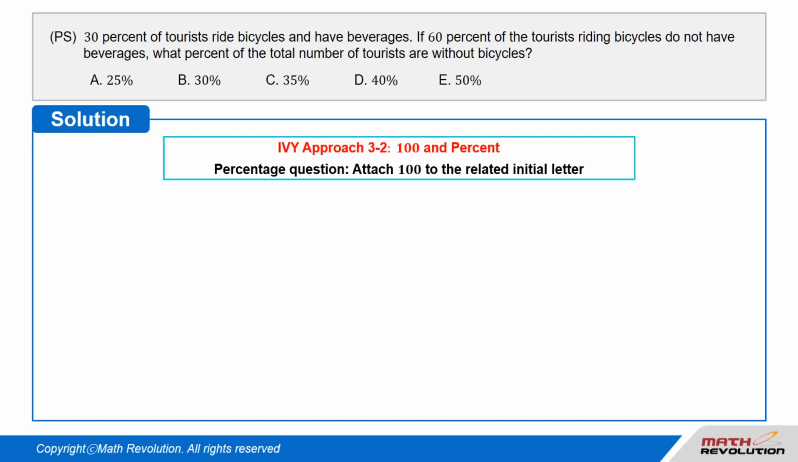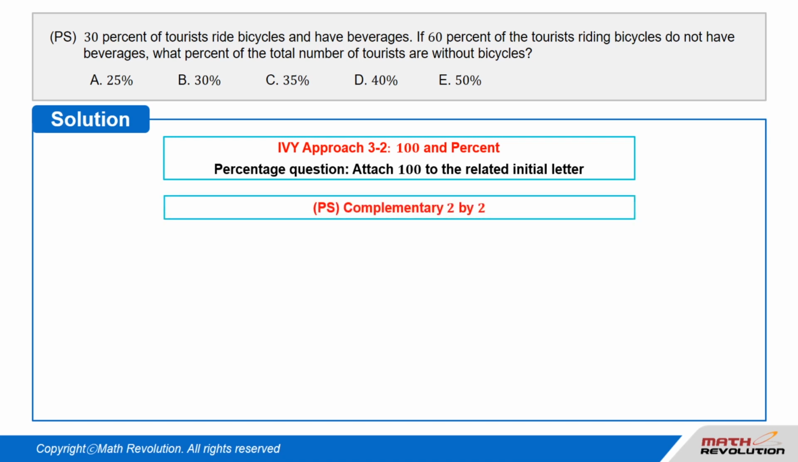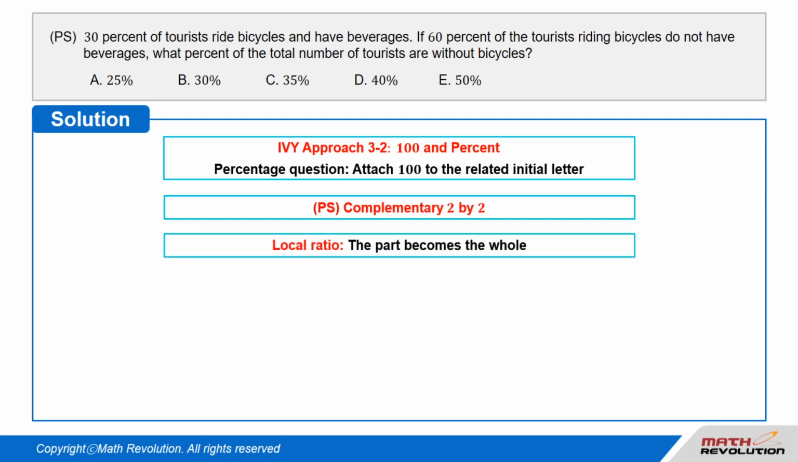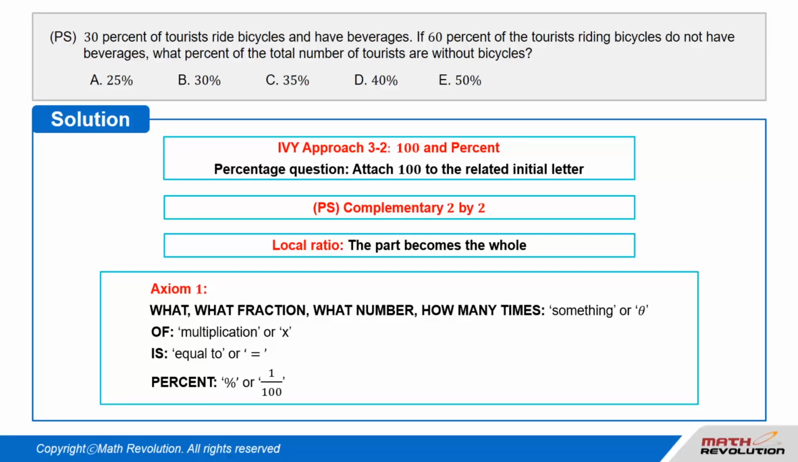One of the IV approaches is to attach 100 to the related initial letter if we are dealing with percentages. Complementary 2x2: this type of table has sets that are complementary to each other. Local ratio. Axiom 1 in the IV approach.